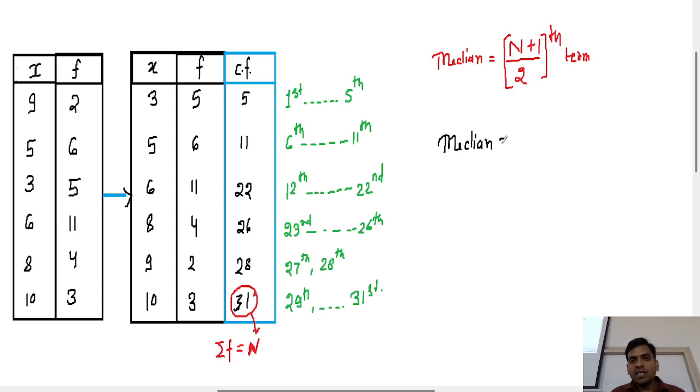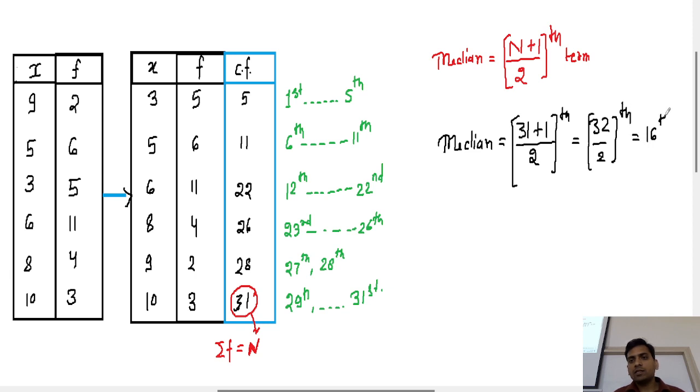So for this data, calculation of median. In this case, N is what? 31 plus 1 divided by 2. So this equals how much? 32 upon 2. 16th.